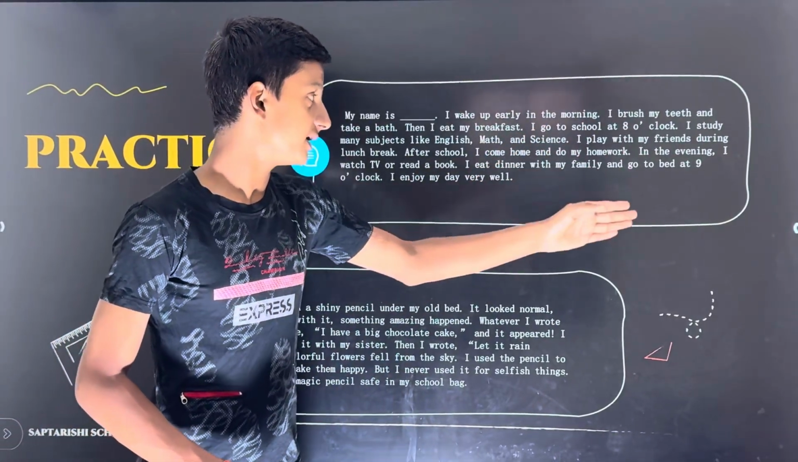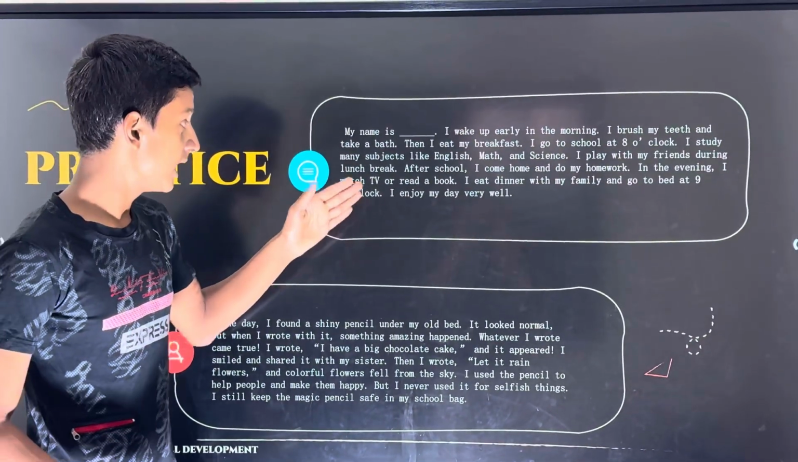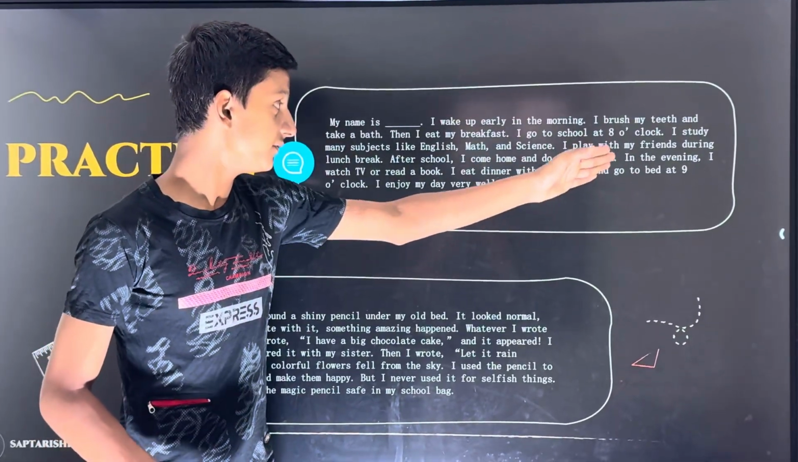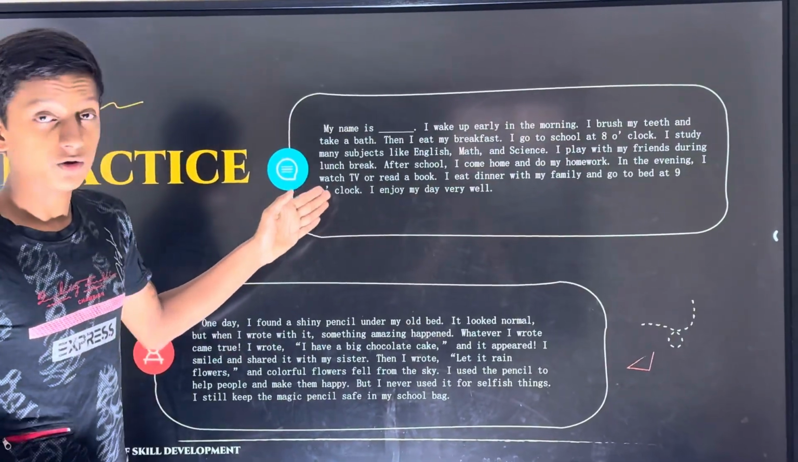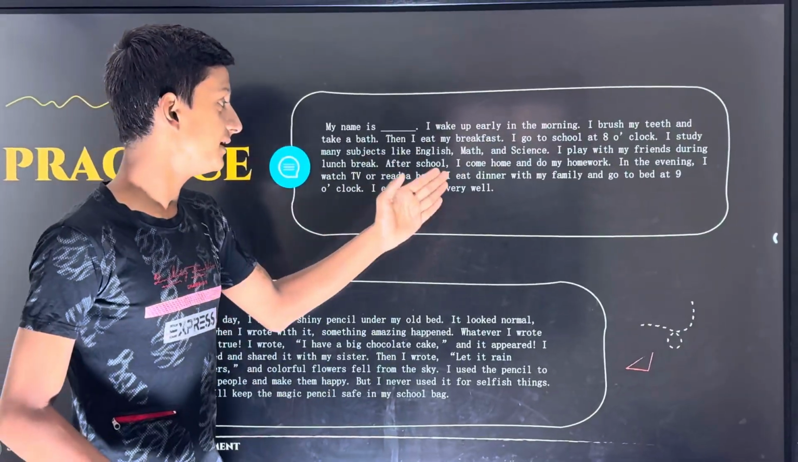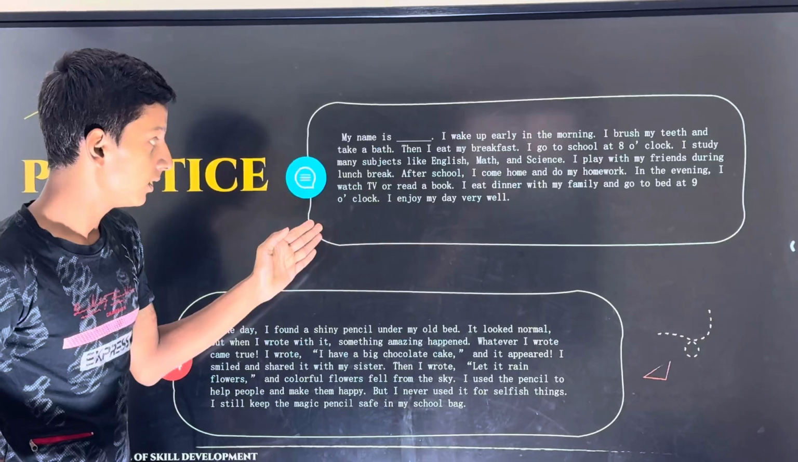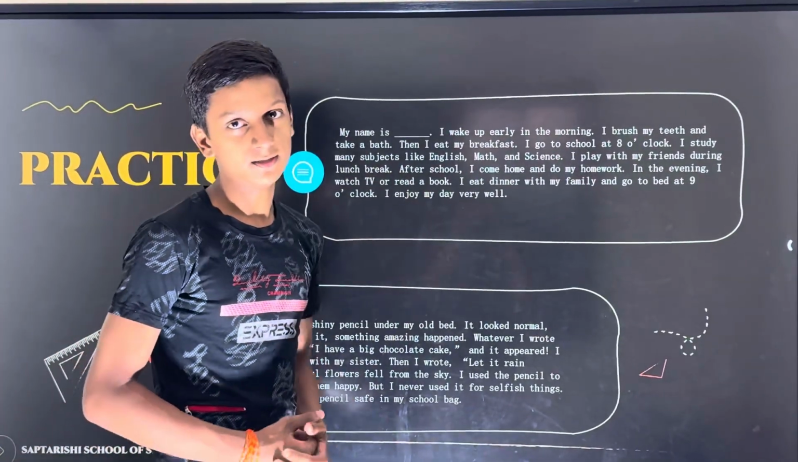I play with my friends during lunch break. After school, I come home and do my homework. In the evening, I watch TV or read a book. I eat dinner with my family and go to bed at 9 o'clock. I enjoy my day very well.